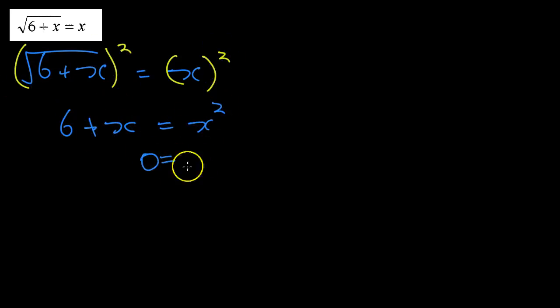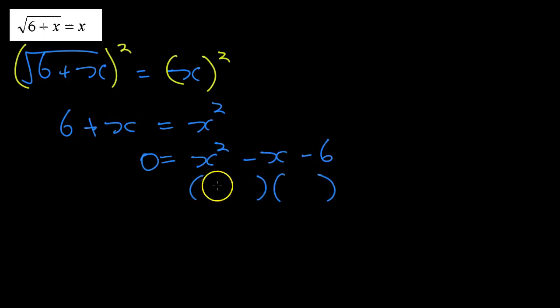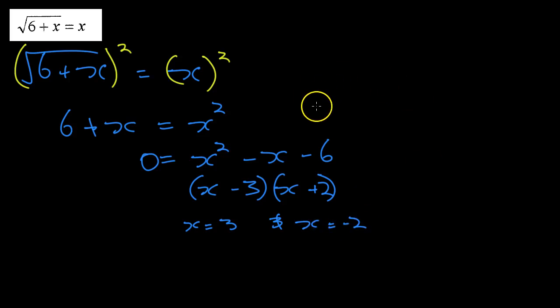Then what we have is a quadratic equation. Let's move this x over, negative x, negative 6, and we will factorize. This will be x times x, negative 3, positive 2, because minus 3 plus 2 is going to give you minus x. So we've got x is 3 and x is negative 2. It's very important, when you have an equation with a square root in, to verify your solutions. So let's quickly verify.